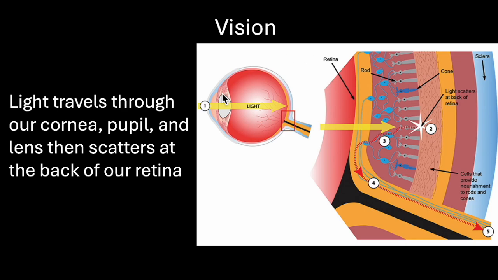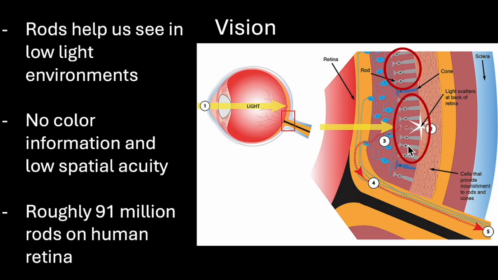So here's a little diagram of our eyes, and if we zoom in to the back of the retina, we can see what's back there. So light travels through our cornea and the pupil and the lens here, and then scatters to the back of the retina, as seen here. And you can see here that we have cones as well as rods in the back of our retina. Rods specifically help us see in low light conditions. Cones, on the other hand, sorry, that's on the next slide.